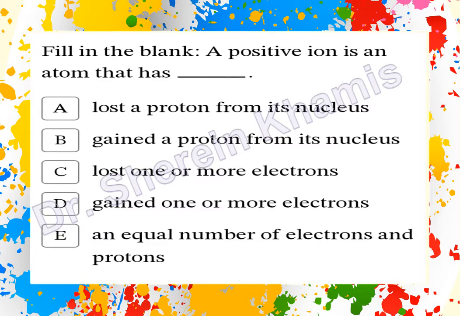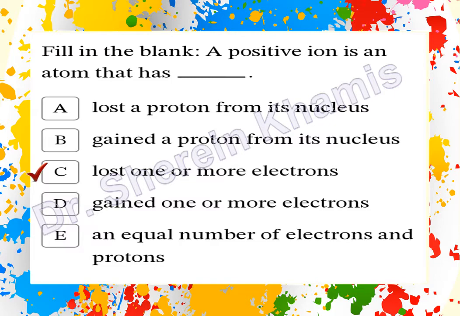Okay, when we are talking about ions, we don't have an equal number of electrons and protons. So we are going to talk about C and D. We are gaining or losing. When it is a positive ion, we are losing, as the number of electrons is less than the number of positive protons inside the nucleus. So here we have a positive ion: an atom that loses 1 or more electrons. So the right answer will be number C. Okay, I think it's an easy question.